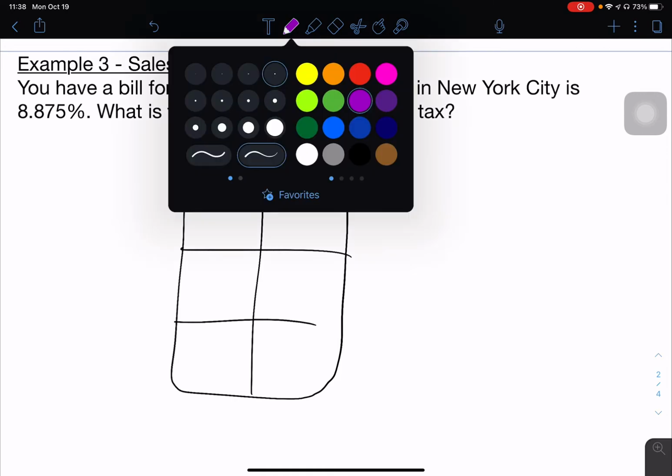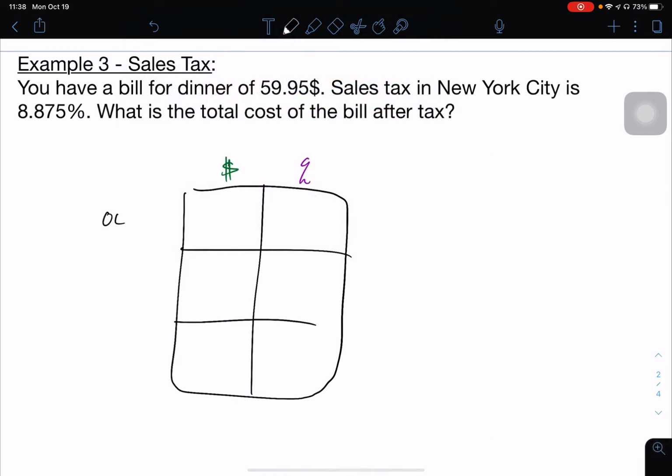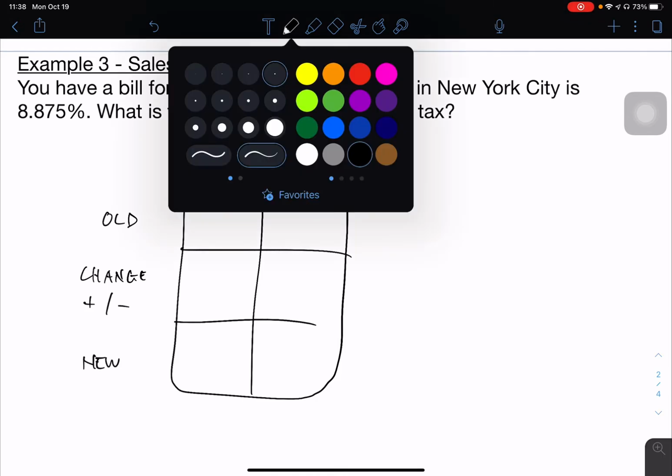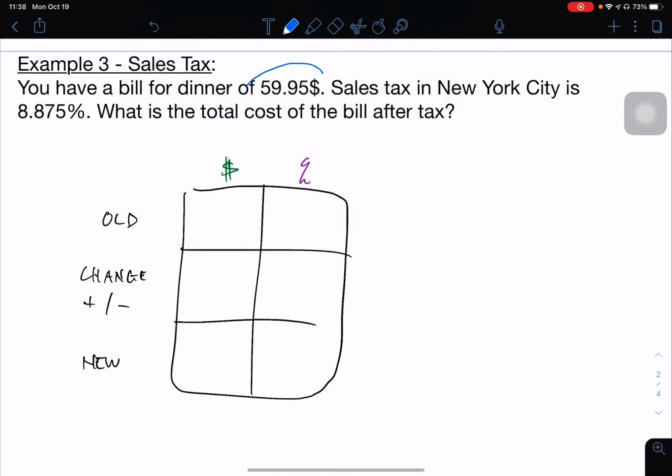Because I'll show you what I mean. So you've got old, change, plus or minus, and a new price right here. So you write down what you know. What do we know? We're looking for a bill of $59.95. We know the sales tax, and they're asking you now for the total cost after tax.